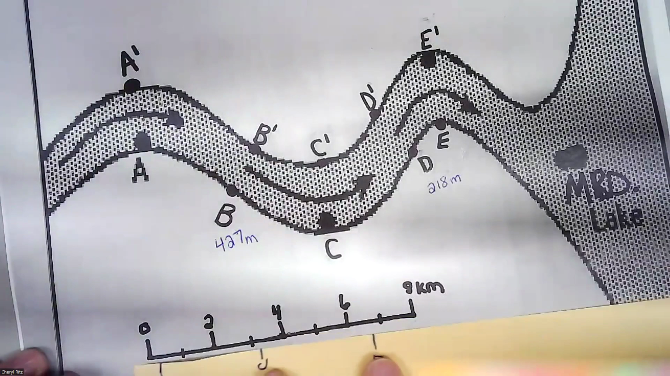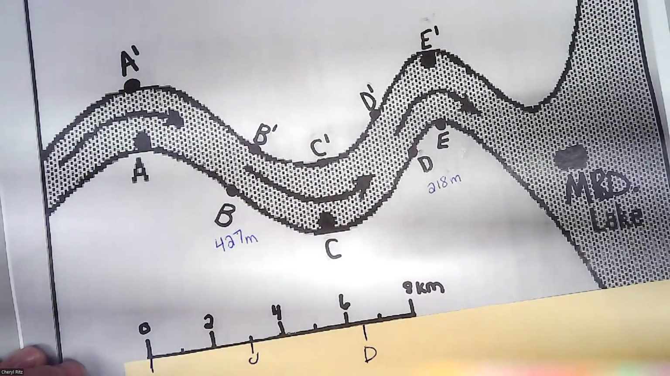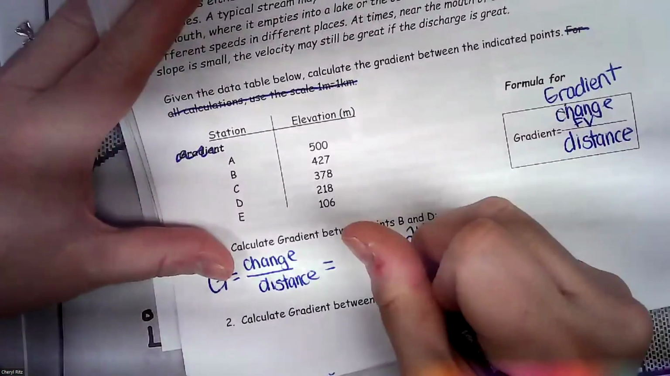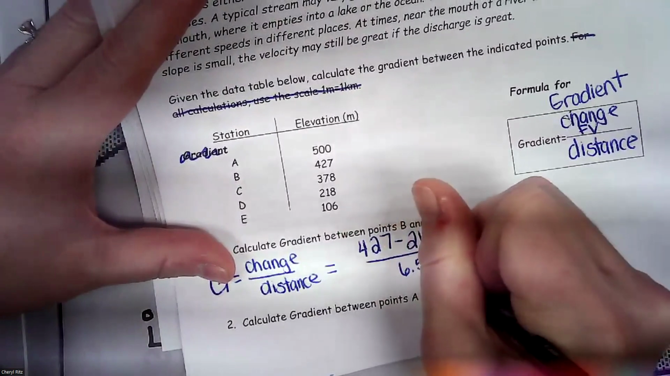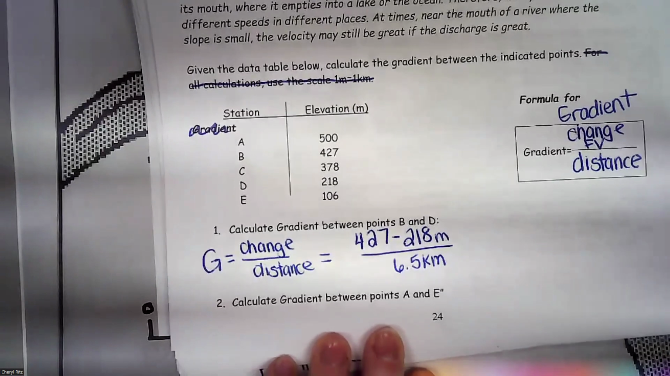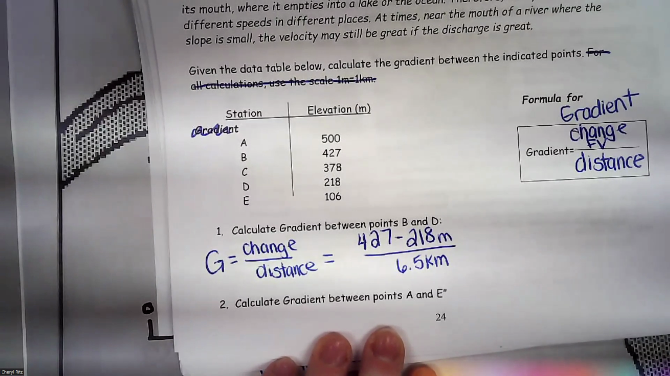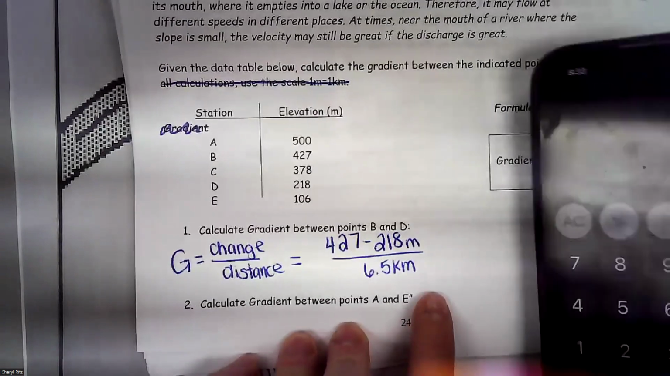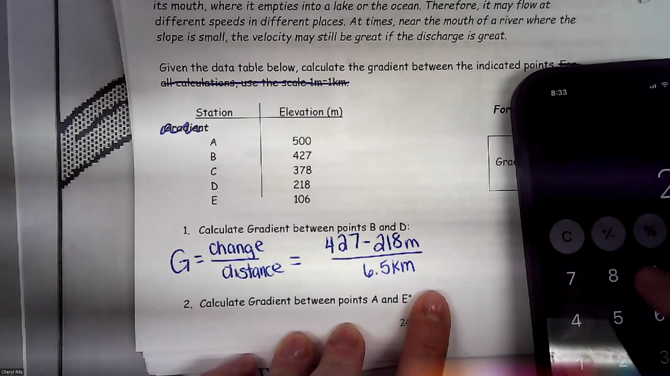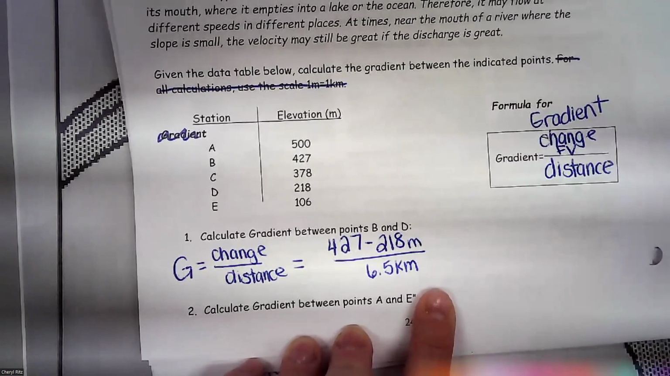So then we just take this to the scale, and mine looks like maybe 6.5. Yours might be slightly different, but do you guys agree somewhere around 6.5 kilometers? Okay, so that's the distance, 6.5 kilometers. Then you go ahead and you can plug this into your calculator. I forgot to have you grab a calculator. So again, if you just want to grab your phone, that works for me. So first thing we have to do is subtract 427 minus 218 equals 209.